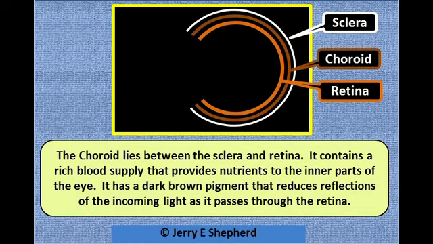The choroid lies between the sclera and the retina. It contains a rich blood supply that provides nutrients to the inner parts of the eye. It has a dark brown pigment that reduces reflections of the incoming light as it passes through the retina.